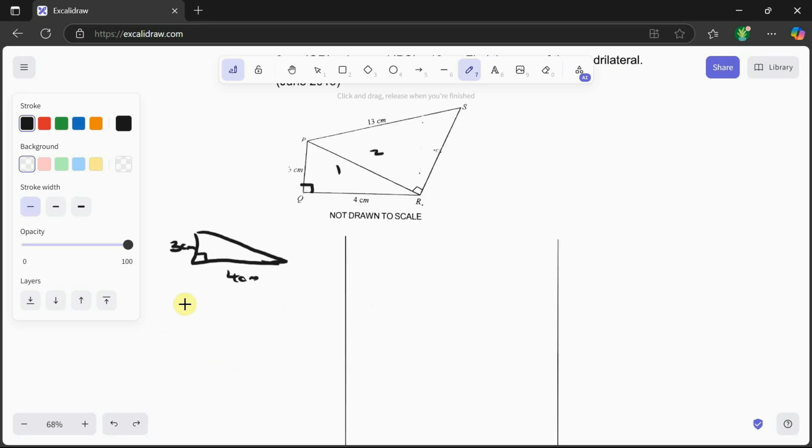So we can find the area of this. The area is basically just half base times height, which is half times 4 times 3. 2 here 1, 2 here 2. So that's 6 centimeter squared.